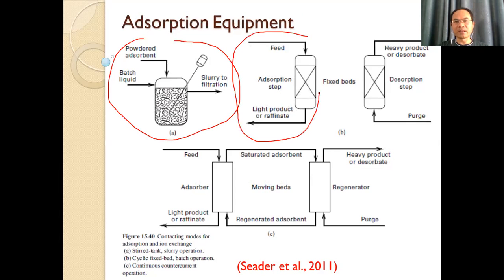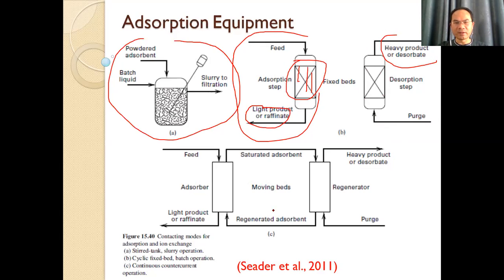Fixed bed: the feed goes to the bed of adsorbent fixed in the column. So the solute is adsorbed on the solid surface or on the surface inside the pores. After that, the light product or raffinate is removed. And for the next step, the desorption step, we use some solvent to flow across the packing to remove the product, the heavy product, or dissolve it.